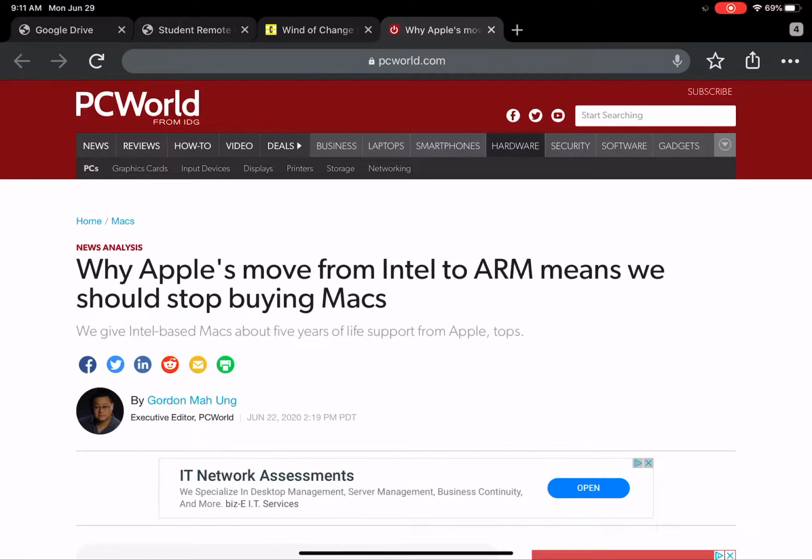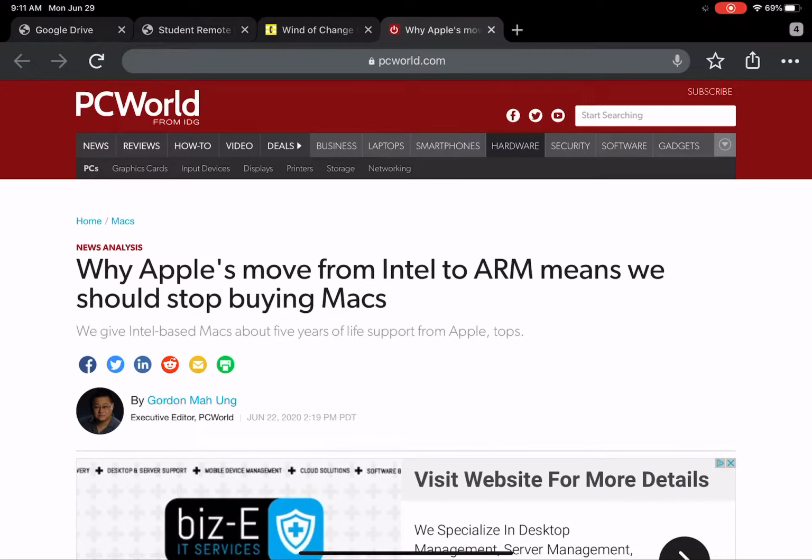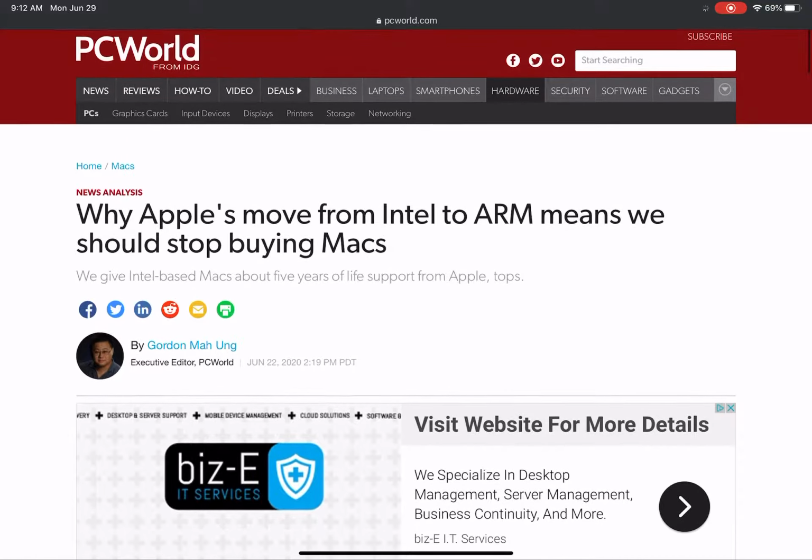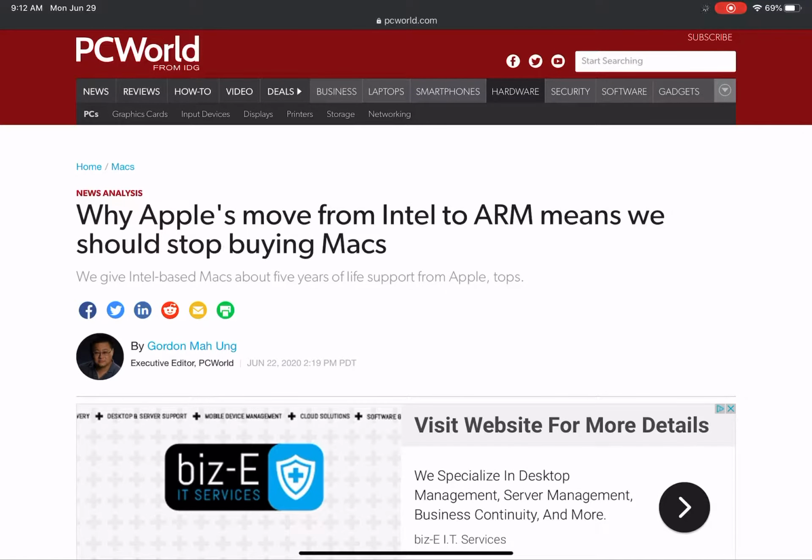And today is the 29th of June 2020, and this is something interesting. I'm on my iPad, and I noticed, I don't know if this is just because of ads not being blocked or because of some kind of malicious software, but I was reading an article here from PC World that is rather negative about the switch to ARM processors.